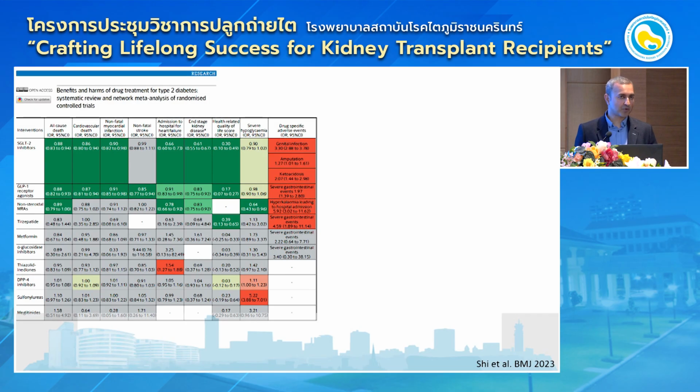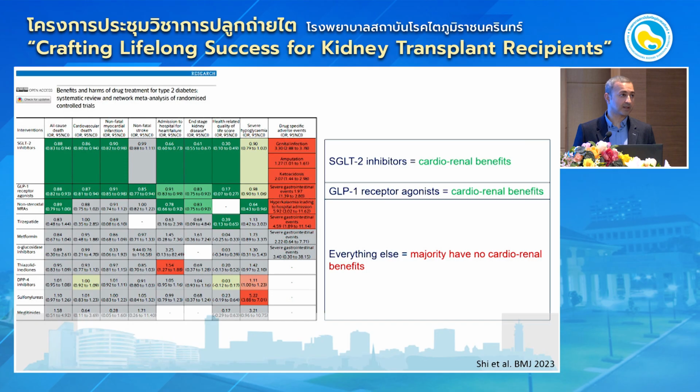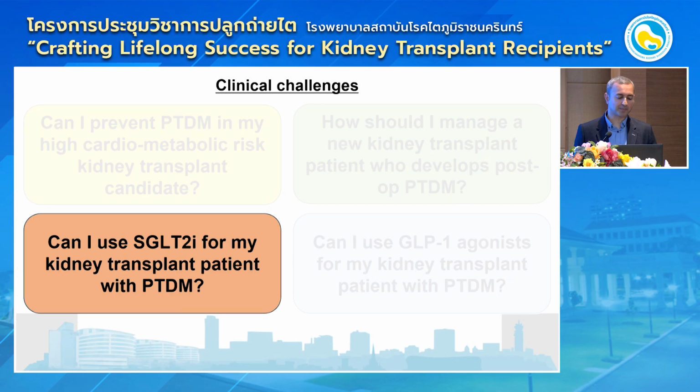This is a meta-analysis of all the randomized controlled trials in type 2 diabetes for all the different agents. And I'll just summarize what this tells us. It tells us that the only class of agents that has any cardiorenal benefits are the SGLT2 inhibitors and the GLP-1 receptor agonists. And if we're going to use a drug to manage diabetes in even our kidney transplant patients, why not give them a drug which can manage their diabetes but also has some benefits for their heart and possibly for their kidney allograft as well? And that's the rationale for why we think we should be using these novel agents.